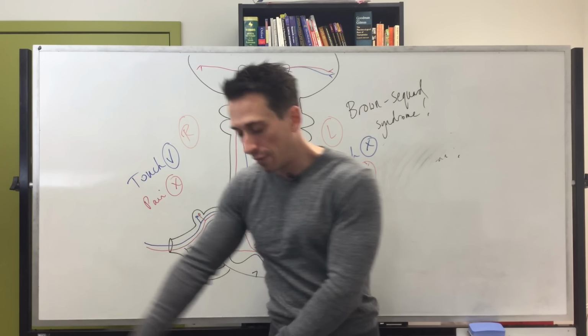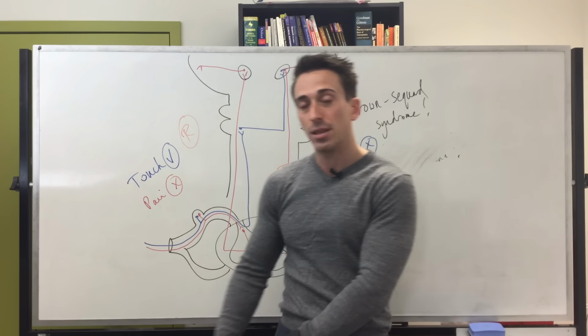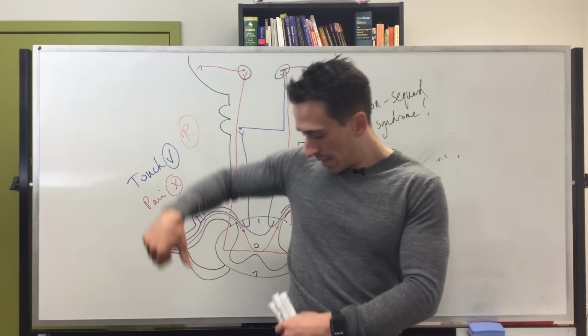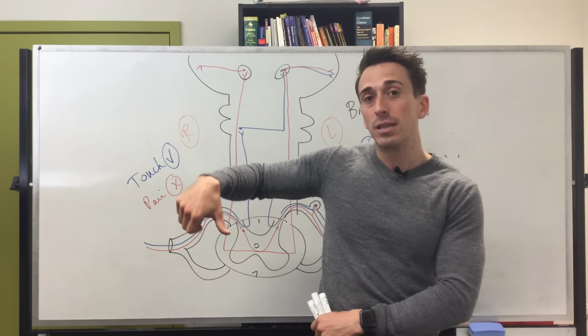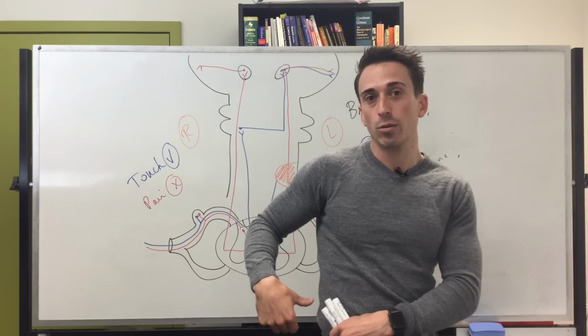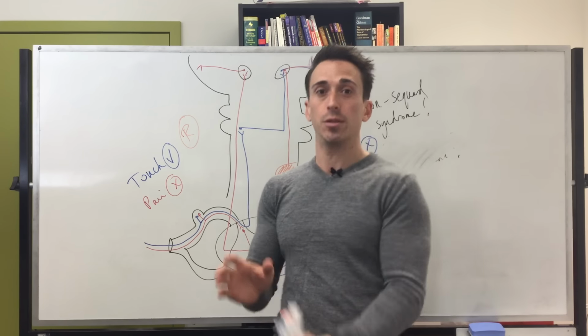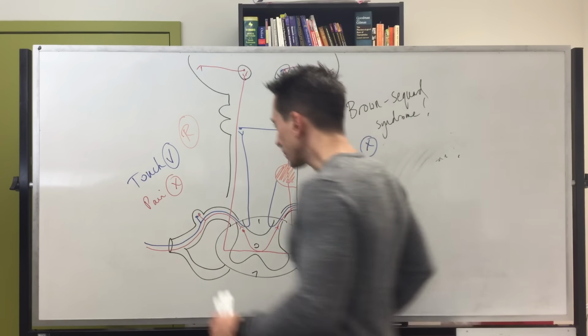But if they can feel that pain, but they can't feel touch, then what it may mean is that there is a lesion potentially on the same side of the spinal cord, okay? So that's called Brown-Sequard syndrome, clinically very important. All right, let's move on.